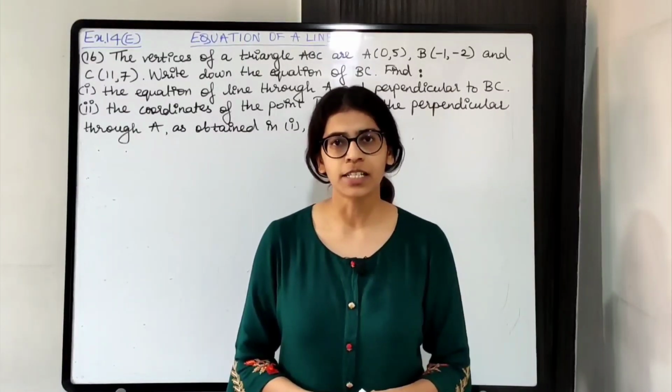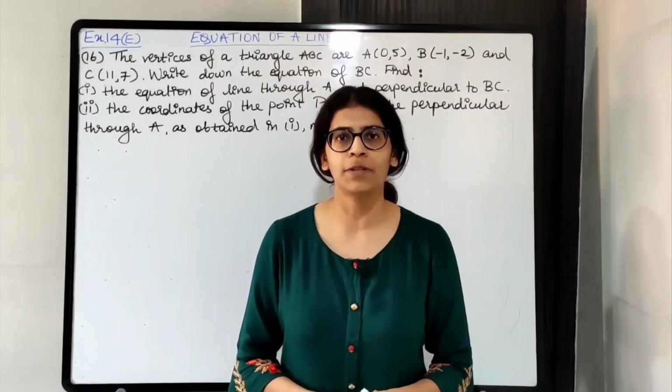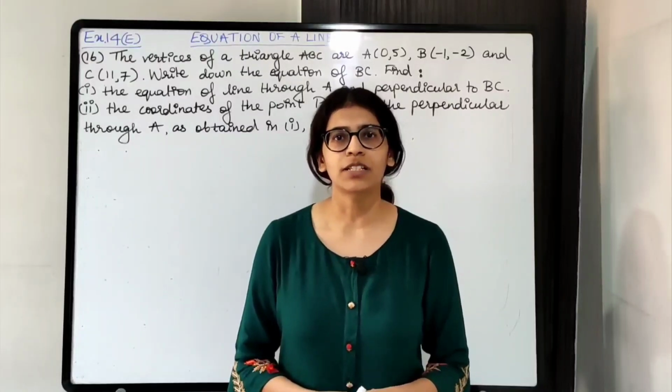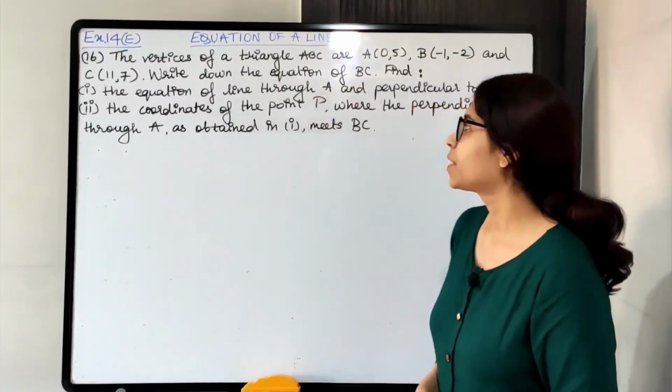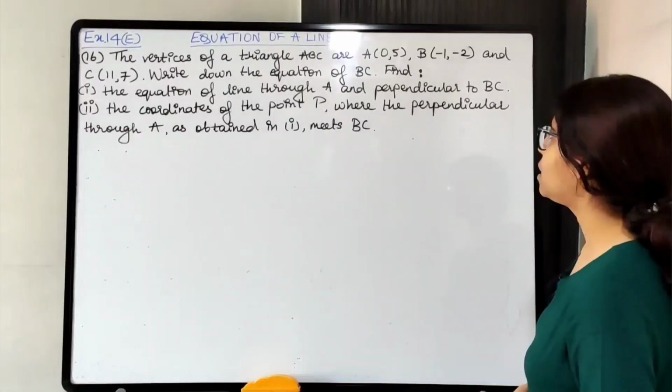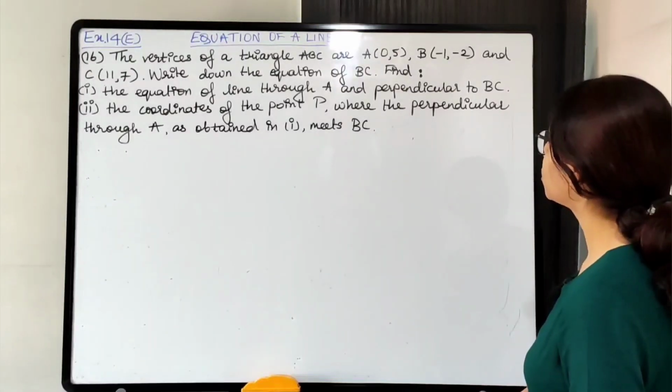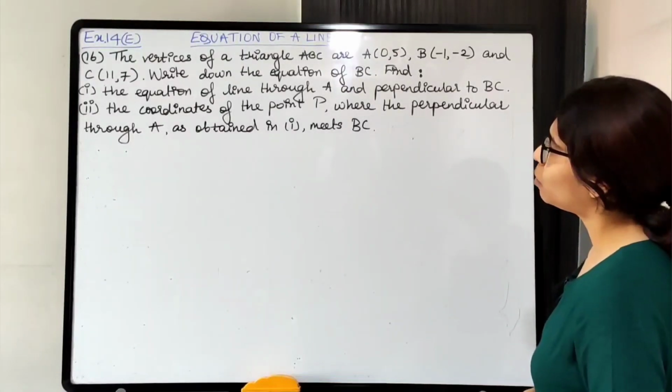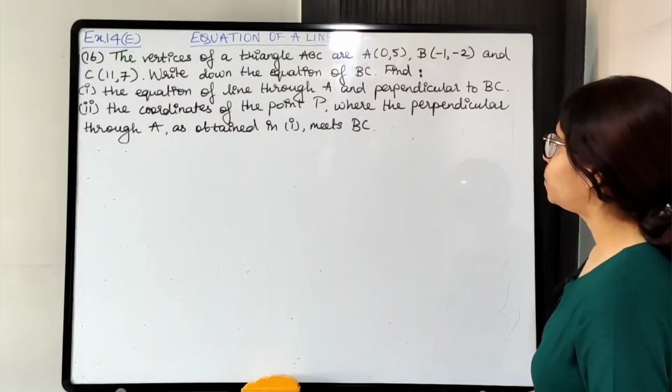In this video, we'll continue with exercise 14E from chapter Equation of a Line. So starting with question number 16. The vertices of a triangle ABC are A (0, 5), B (-1, -2) and C (11, 7). Write down the equation of BC.